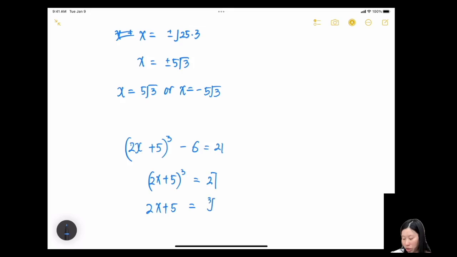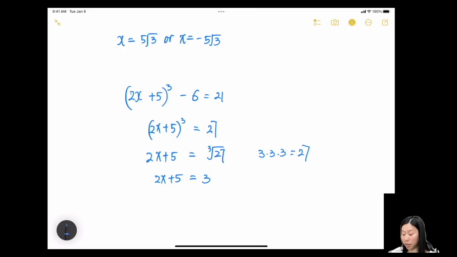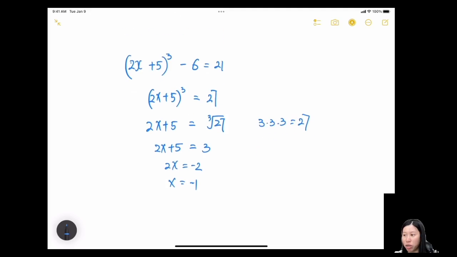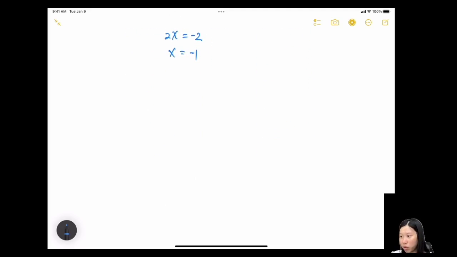When you do it with a cubic, you don't need to worry about positive or negative. So I have 2x plus 5. The cubic root of 27 equals 3, because 3 times 3 times 3 equals 27. And now you solve for x: 2x equals negative 2, x equals negative 1. Don't forget to check the answer. I'm going to skip it here because I want to give you more examples.